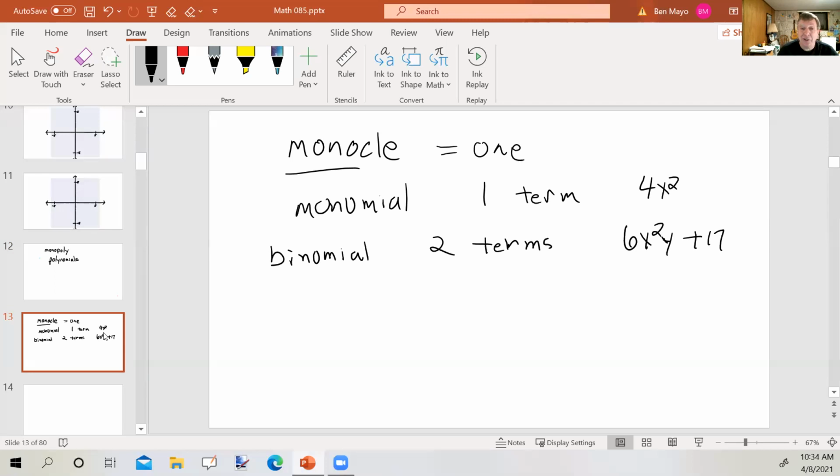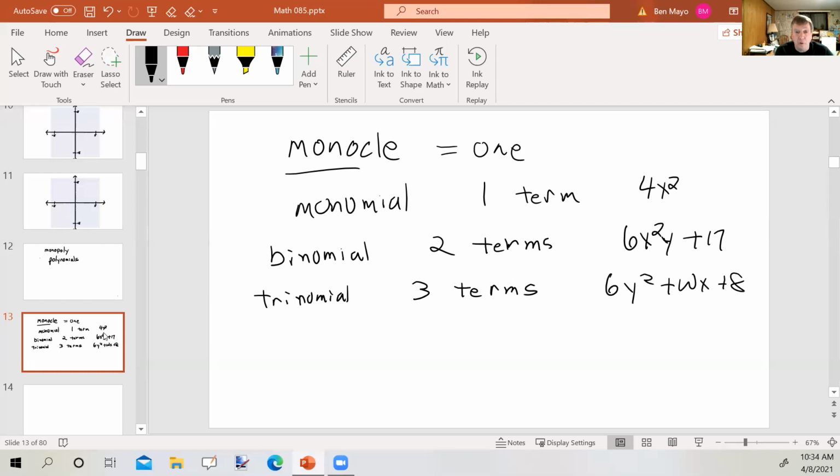A tricycle has 3 wheels. A trinomial has 3 terms. An example would be 6y squared plus wx plus 8. That would be a trinomial.